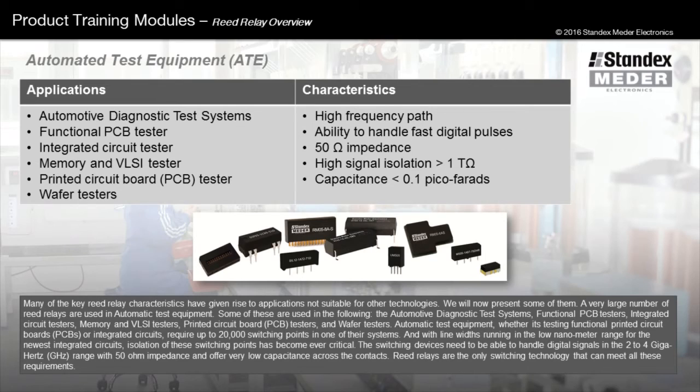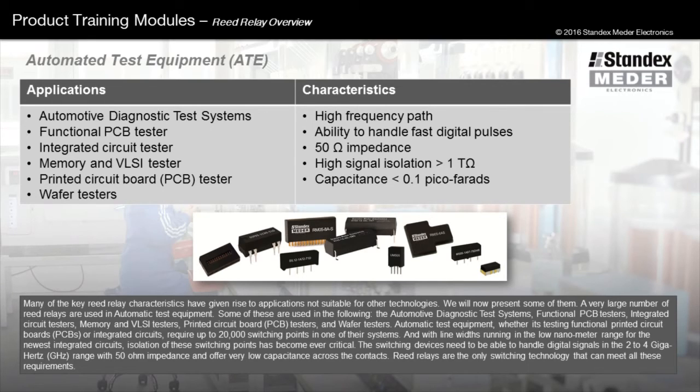A very large number of reed relays are used in automatic test equipment. Some of these are used in the following: the automotive diagnostic test systems, functional PCB testers, integrated circuit testers, memory and VLSI testers, printed circuit board testers, wafer testers. Automatic test equipment, whether it's testing functional printed circuit boards or integrated circuits, require up to 20,000 switching points in one of their systems.